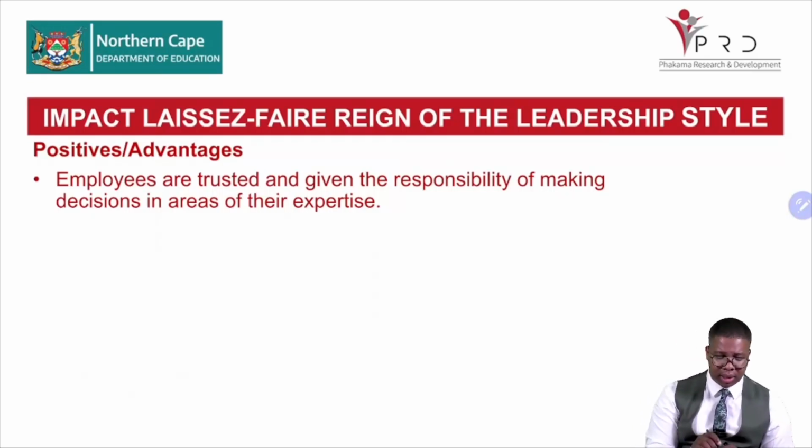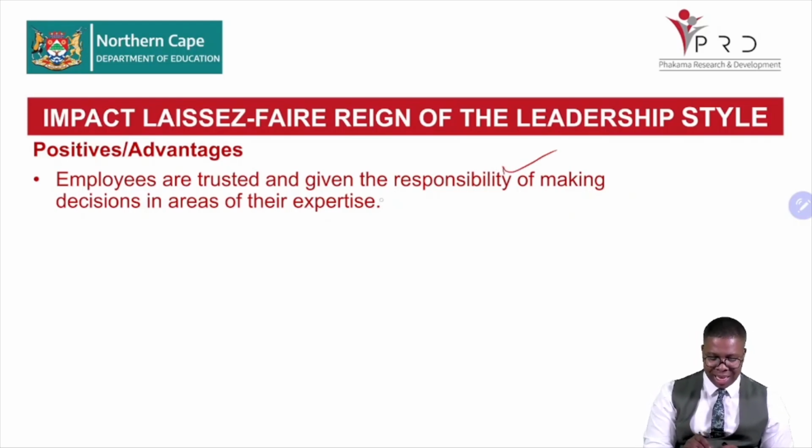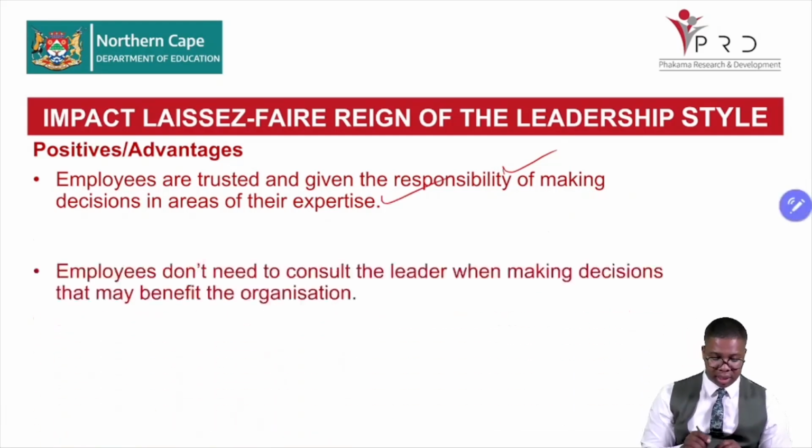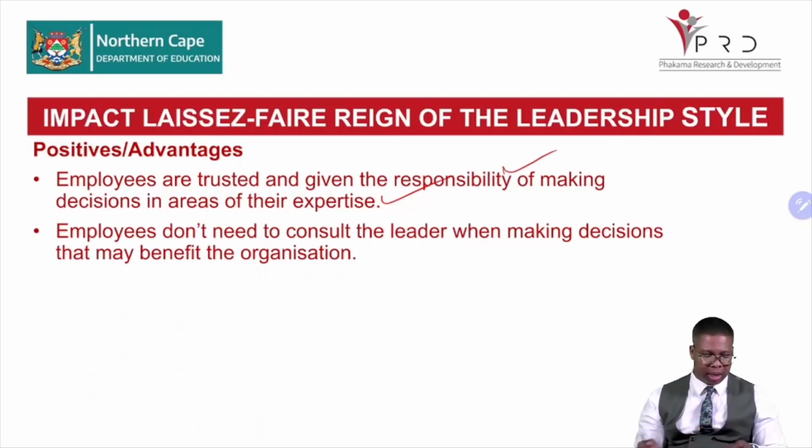Then when you look into laissez-faire, it is about giving a task without informing employees on how to complete the task. Hence, it says employees are trusted and given the responsibility of making decisions in the areas of their expertise. So that's 2 marks in that way because they are trusted. They are not being told how to do the work because they know, and this is because they are experts in their areas of work.